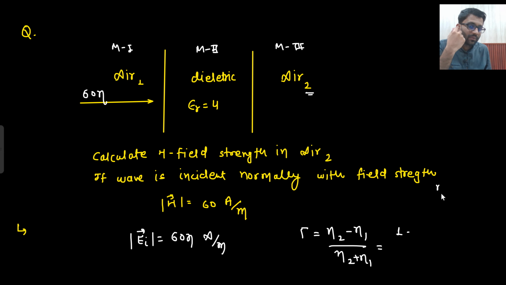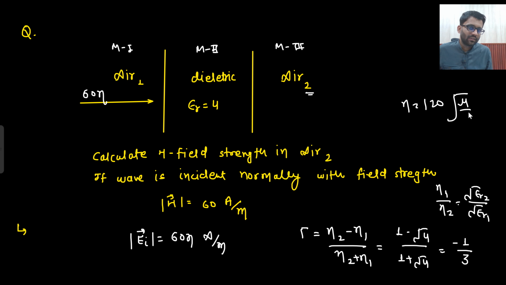I hope you know what I am doing. Neta 2 I am taking out, leaving 1 minus neta 1 by neta 2 upon 1 plus neta 1 by neta 2. And neta is inversely proportional to the square root of epsilon, because of the formula. So from here I can write this relation: neta 1 by neta 2 is equal to under root epsilon r2 divided by epsilon r1. So epsilon r2 is 4 by 1, so under root 4 by 1. So 1 minus 2 divided by 1 plus 2, which is minus 1 by 3. So this is your reflection coefficient.